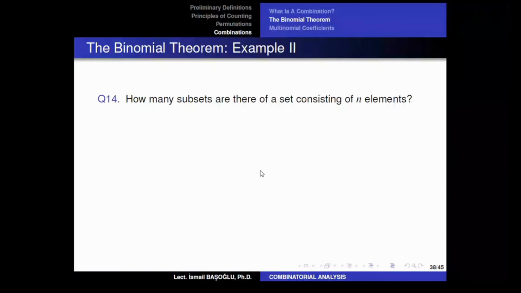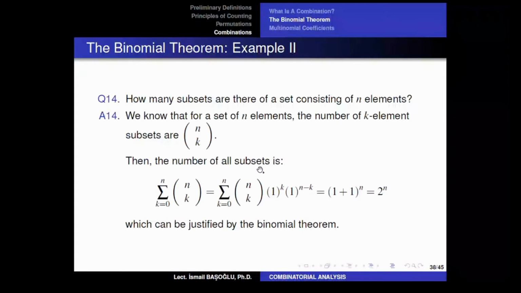There are 2 ways of doing that. Remember now, the number of k element subsets or k element combinations is formulated by n choose k. So we can simply count the number of k element subsets as k changes from 0 to n. And when we sum them up, we are going to get the total number of possible subsets. Okay, so this is our answer.